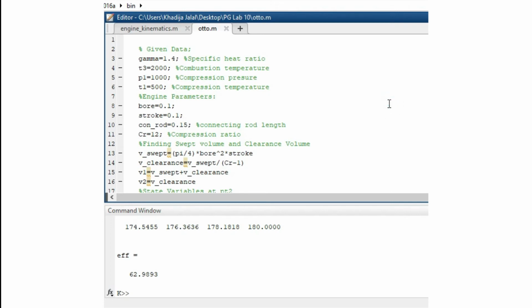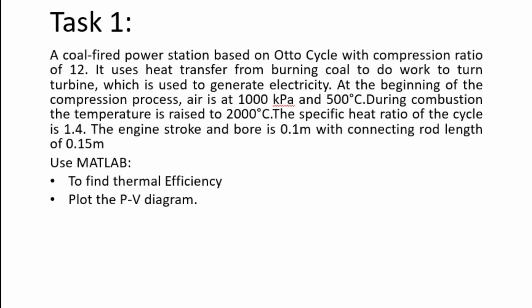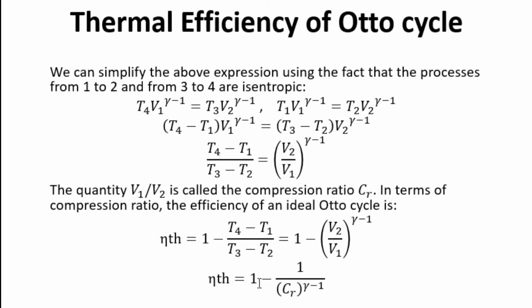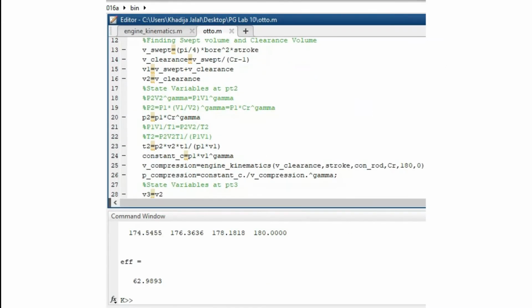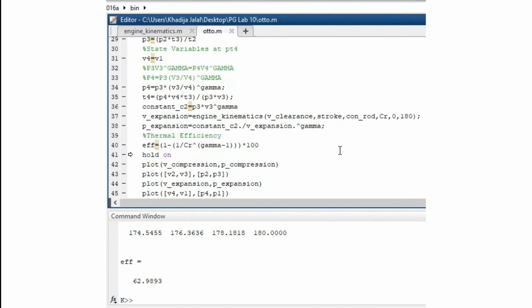Students, in order to find the thermal efficiency, as in the slides we have already seen, we have the simplest formula to find the thermal efficiency, that was 1 minus 1 over compression ratio power gamma minus 1. As compression ratio and gamma both are given, so in MATLAB we can easily find the efficiency by using this simplest formula. So you can see here that I have used this formula, that is efficiency is equal to 1 minus 1 over compression ratio power gamma minus 1, into 100, using these values as compression ratio and gamma both are given in the data. So we have calculated the thermal efficiency here.